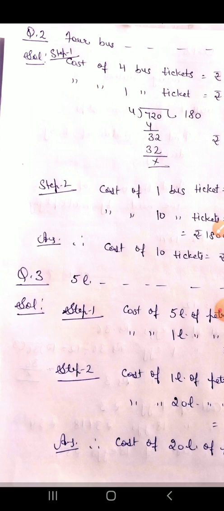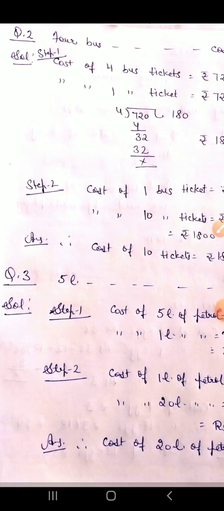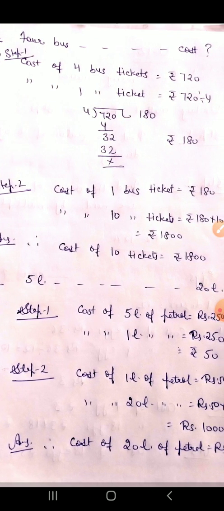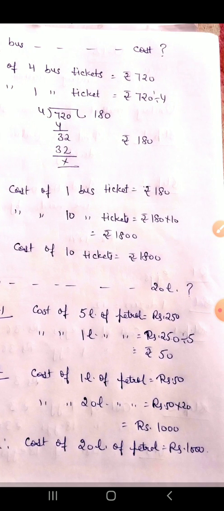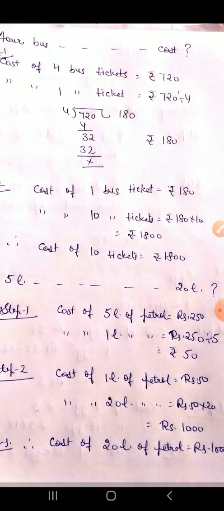5 liters of petrol, cost is given rupees 250. You have to find out the cost of 20 liters. First we will find out step 1 by division. Here it is given, cost of 5 liters of petrol, rupees 250. Now the cost of 1 liter you have to find out. How will you find out? By division. Okay, that will be rupees 50.